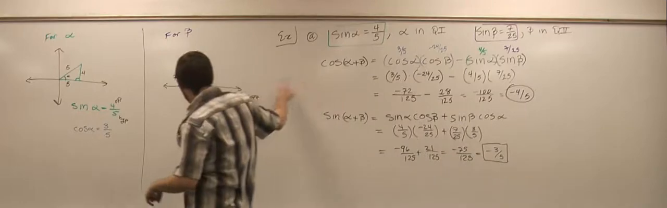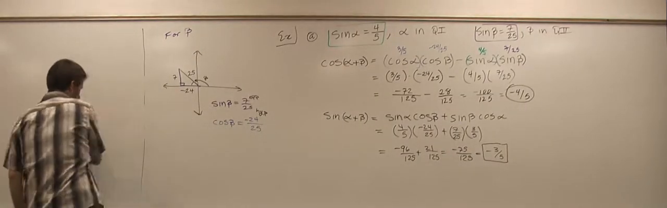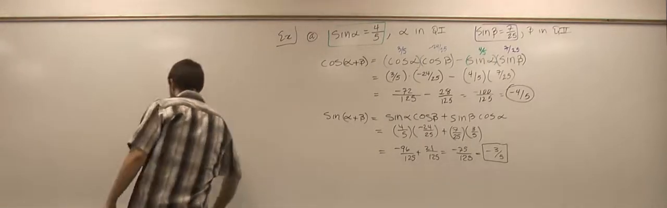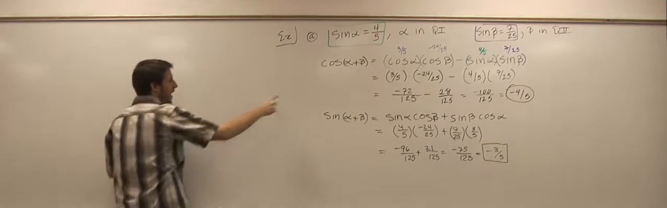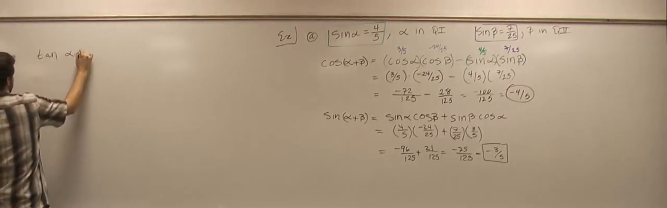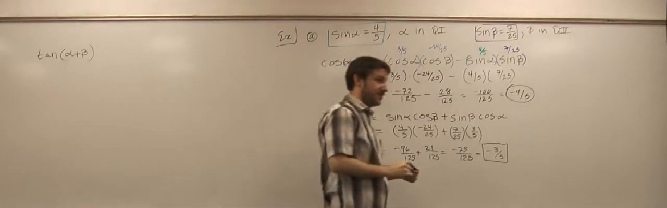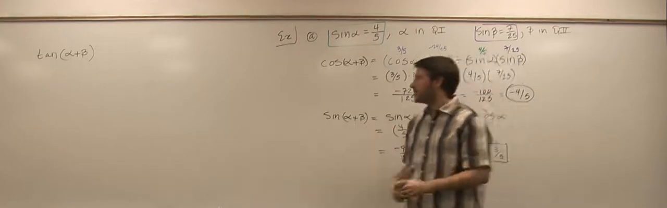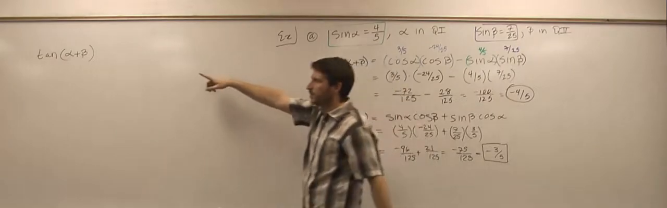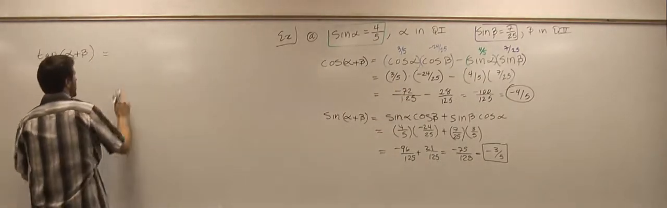So I won't do that, but I do want to ask you one other question about this one. What if I were super mean? It's not really that mean. What if I were pretending to be super mean, and I also wanted to know tangent of alpha plus beta? Don't you just put those on each other? Yeah. So once you have cos alpha plus beta and sine alpha plus beta, tangent of alpha plus beta is nothing. It's very easy. You just do sine over cosine.